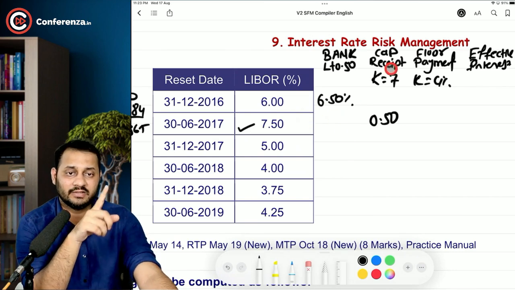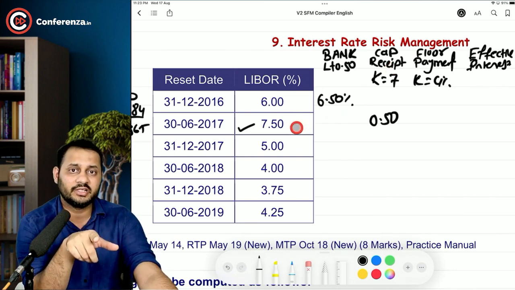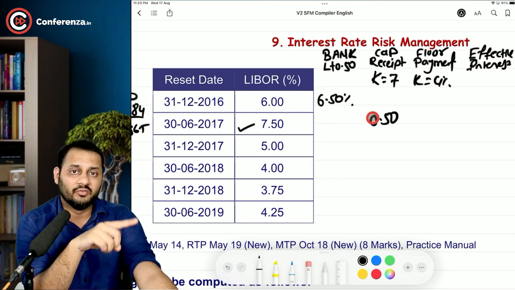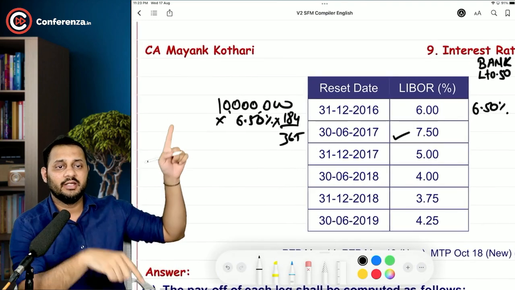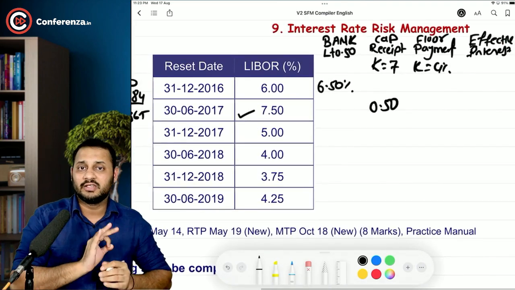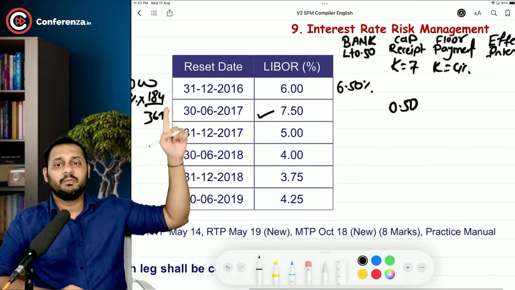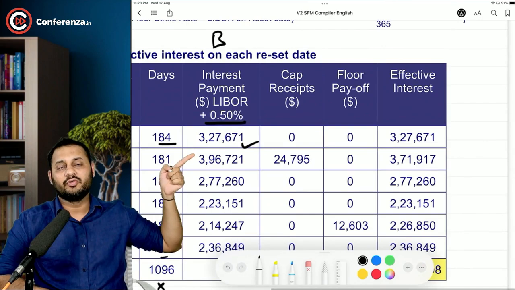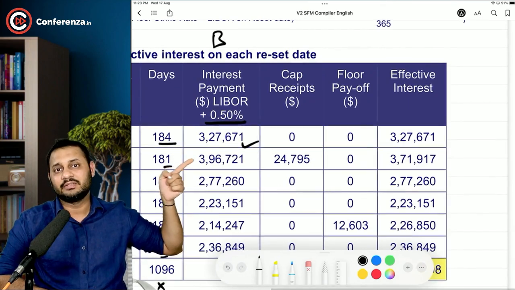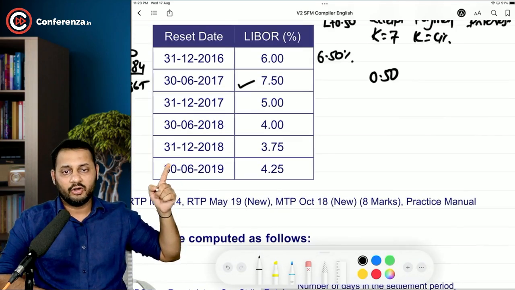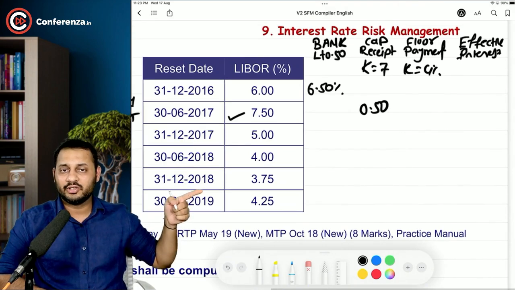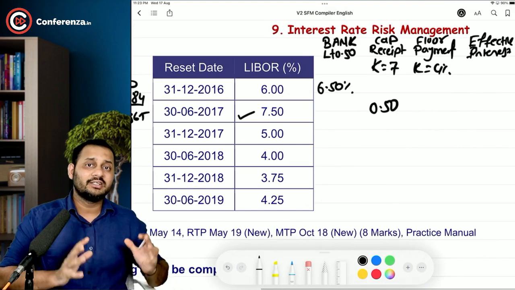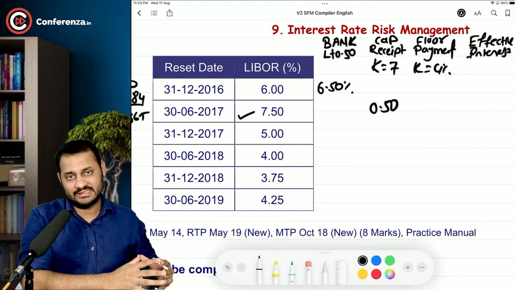But please understand, 7% is per annum, 7.5% is per annum, so this will also be per annum. That means we have to convert that. When you multiply 10 million into 0.5%, that comes to 50,000. That 50,000 multiplied by 184 divided by 365 will come to 24,795. This is the receipt that you will receive. In all the other cases, LIBOR is not going beyond 7%, so there will not be any payoff. In all the other cases, the cap option will lapse.